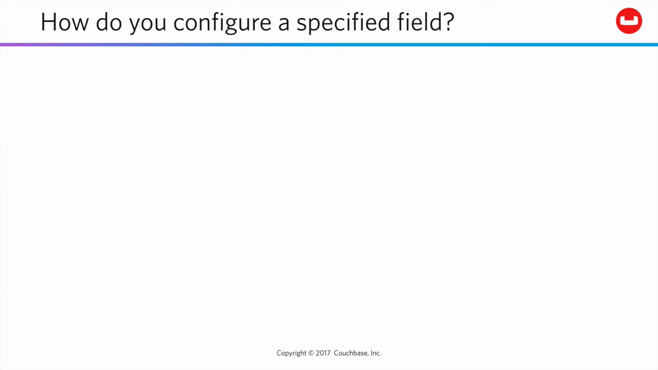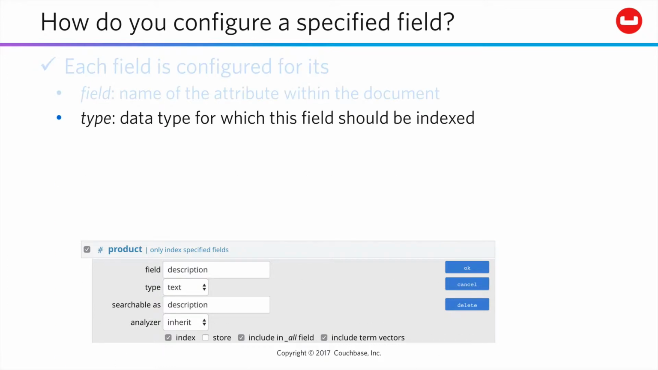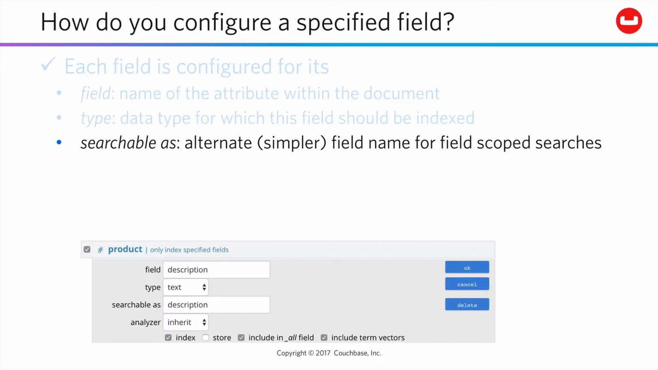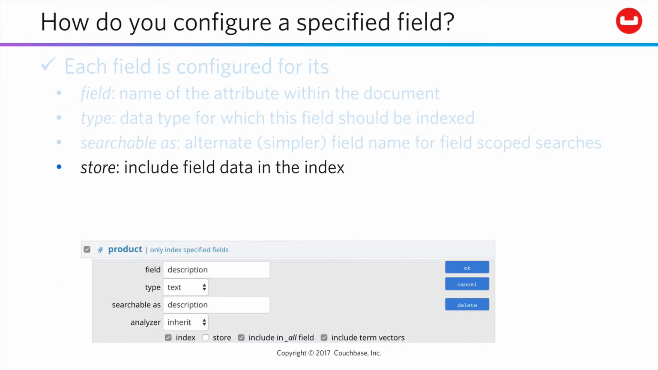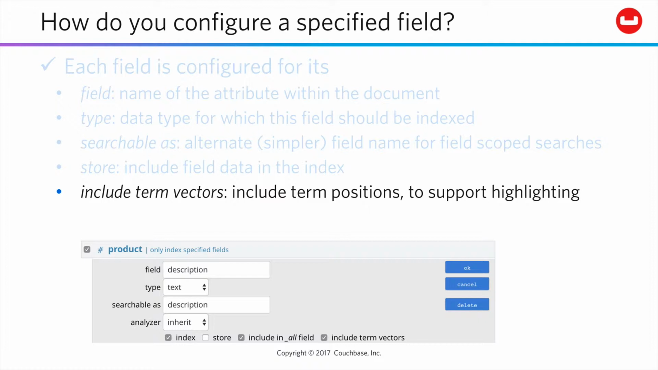Each child field in your index is individually configured. You specify the name of this field in the target document type, as well as the data type of this field. You also set the name by which it should be searchable, which defaults to the name of the document, but can be changed here to something friendlier for field scoping purposes. Maybe you use some funny naming conventions in your documents. You can also choose whether to store this field data locally in the index, and if so, whether you should also include term vectors, position information about this term within its document, to support highlighting of the stored data in search results.